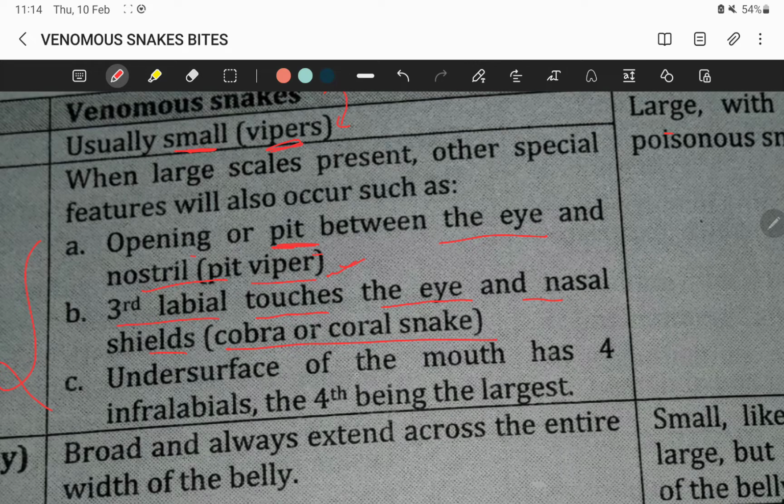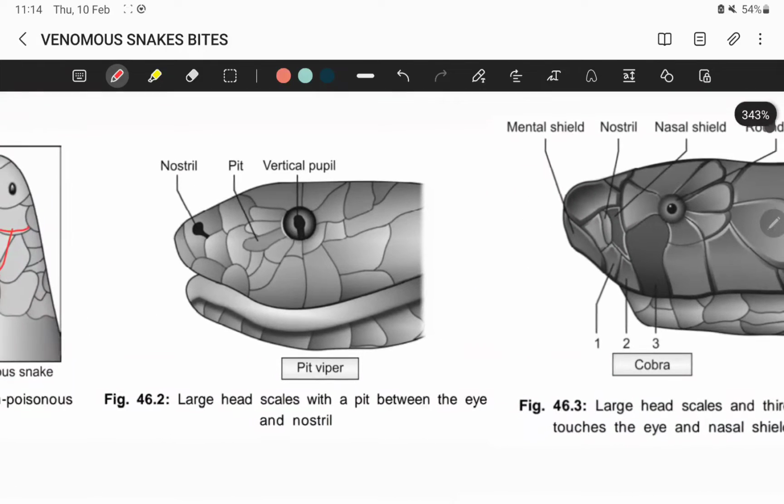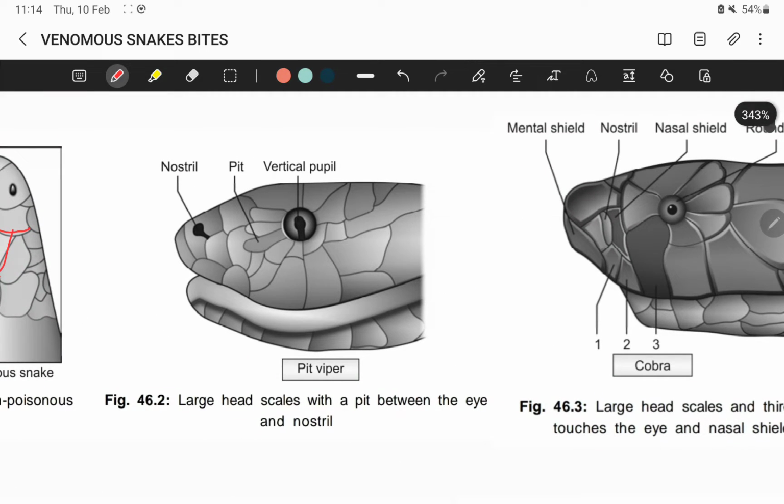Then the under surface of the mouth has four infralabials, the fourth being the largest. Let's see in the photo. Look, we can see here a large head scale with a pit between the eye and the nostril. This is the eye, this is the nostril, and this is the pit. So this is a pit viper, and it has large scales. This is venomous.